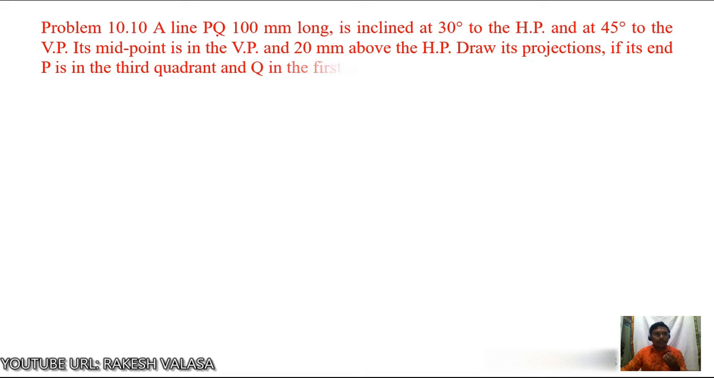A line PQ 100 mm long is inclined at 30 degrees to the HP and at 45 degrees to the VP. Its midpoint is in the VP and 20 mm above the HP. Draw its projections, if its P is in the third quadrant and Q in the first quadrant. Let us see.